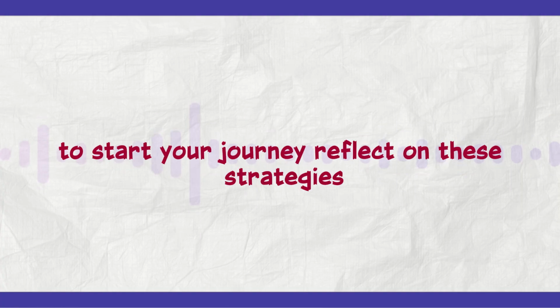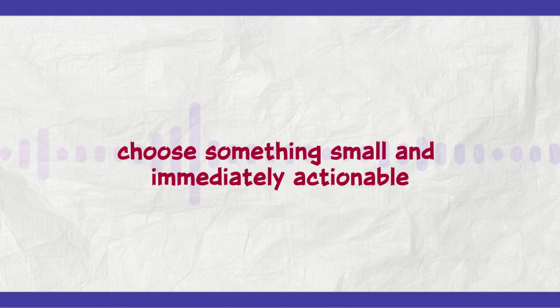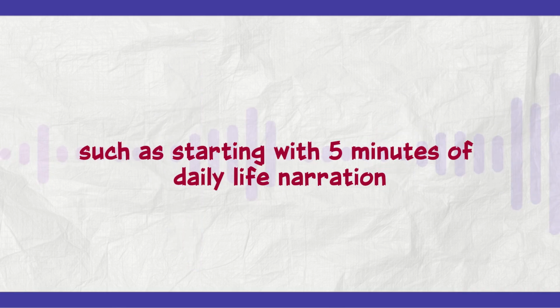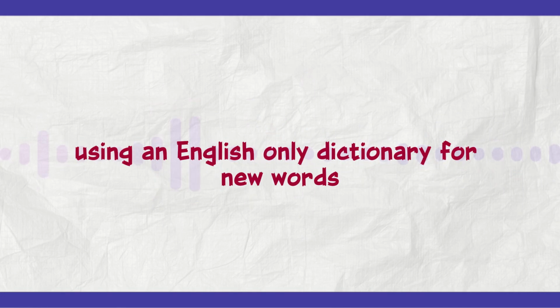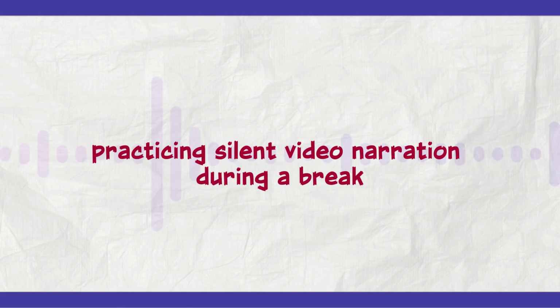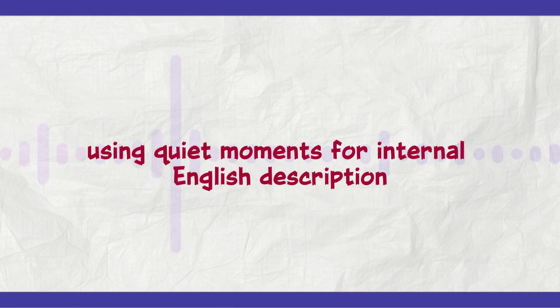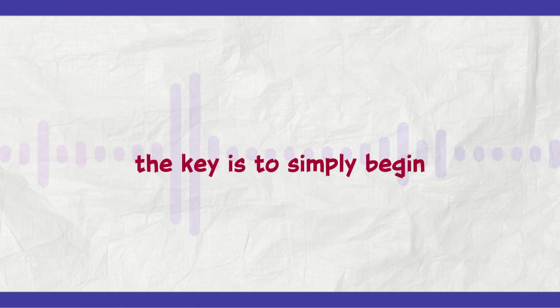To start your journey, reflect on these strategies and identify one manageable step you can commit to today. Choose something small and immediately actionable, such as starting with 5 minutes of daily life narration, switching your phone's language settings to English, using an English-only dictionary for new words, writing tomorrow's to-do list in English, practicing silent video narration during a break, using quiet moments for internal English description, or joining an online English conversation group. The key is to simply begin.